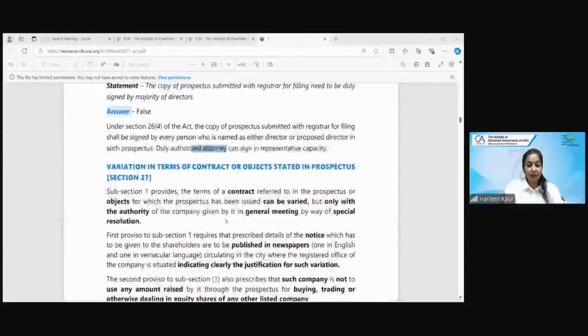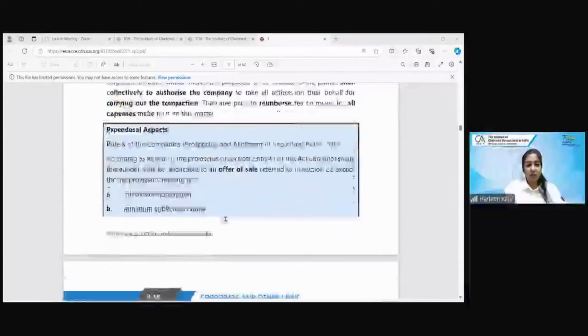I will show you also in section 29 where it is given in the study material. This we have all done.